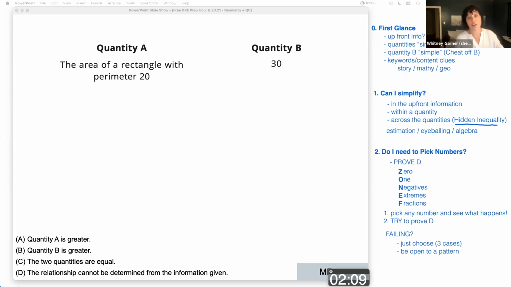All right, so I don't have all my answers in, that's okay. This is a place where there's no picture, nothing up front. Quantity B is a simple value, so it's very likely something we could cheat off of. And quantity A is information about a rectangle. All right, so can I simplify? Well, the perimeter of a rectangle would be the sum of its sides. They just tell me what the sum is.